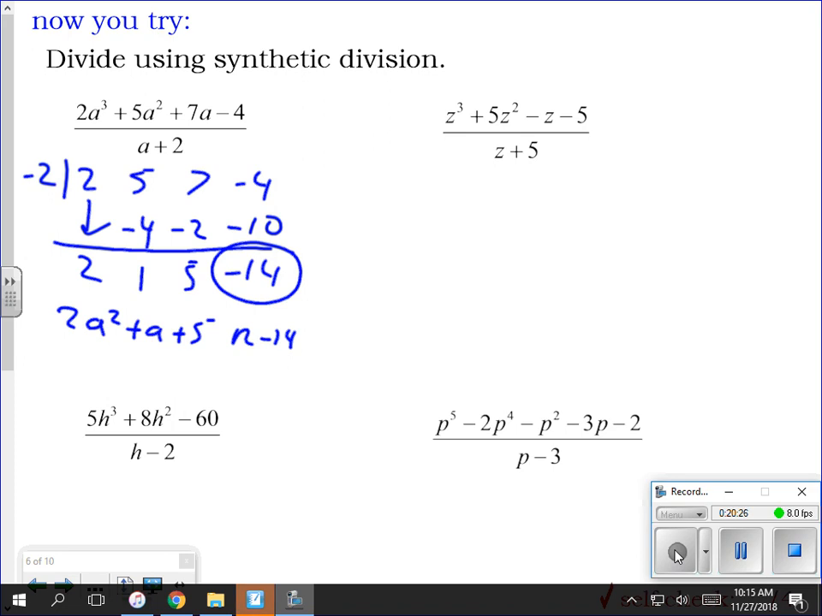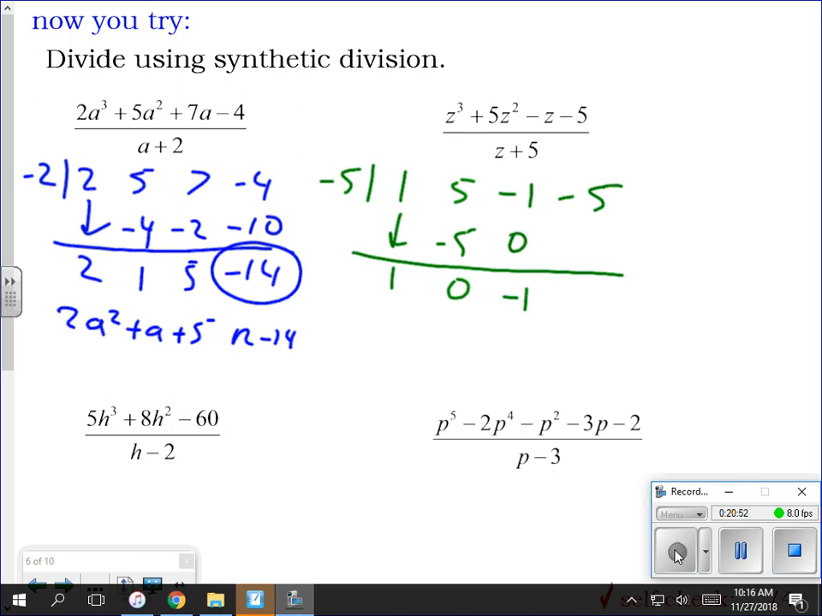On the next one, do the same thing. Negative 5, coefficients are 1, 5, negative 1, negative 5. Bring down the first coefficient, I get 1. Negative 5 times 1 is negative 5. Add them together, I get 0. And that's okay. Negative 5 times 0 is 0. Put down my 0, add them together, I get negative 1. Negative 5 times negative 1 is 5. Add them together, I get 0. So I have a remainder of 0.